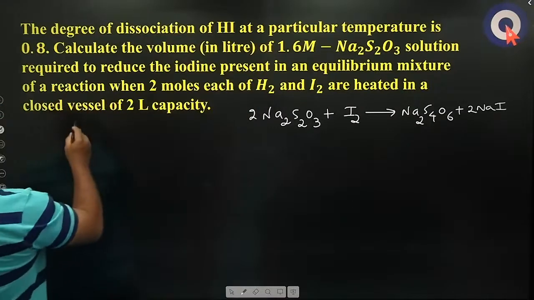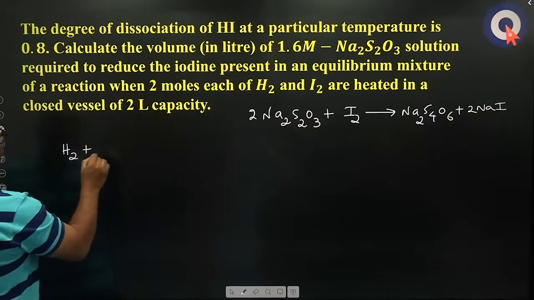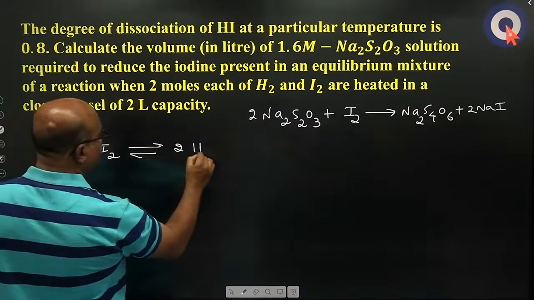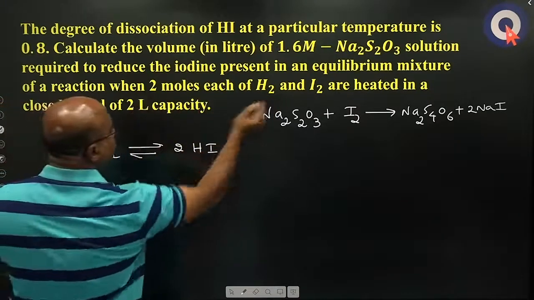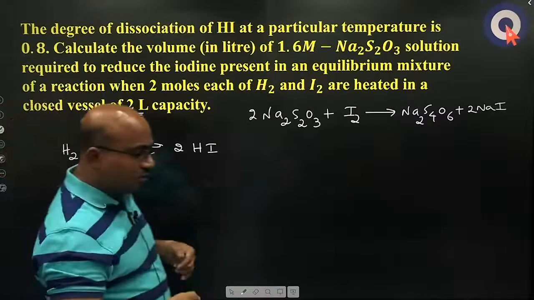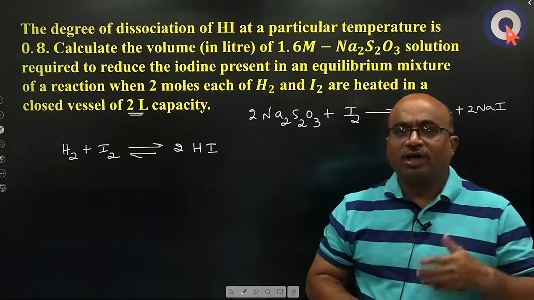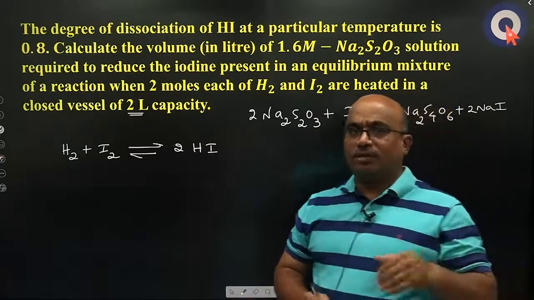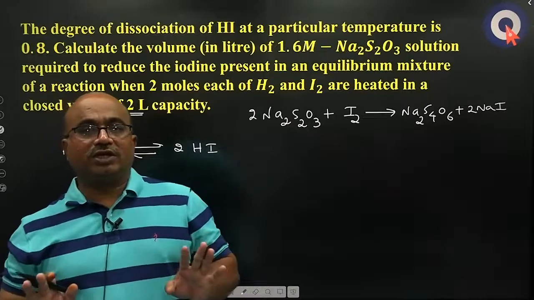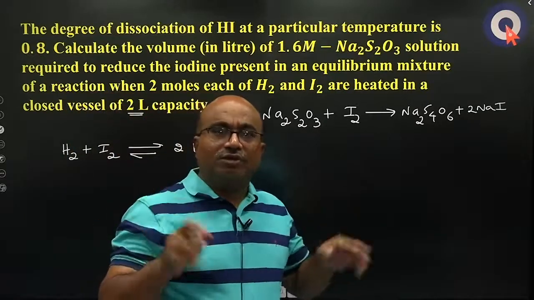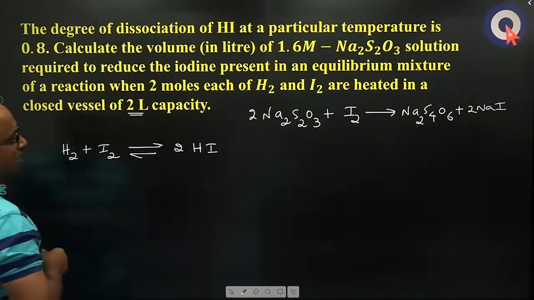So let us see what the equilibrium is. We have taken H2 and I2. H2 plus I2 is in equilibrium with 2HI. Now 2 moles of this and 2 moles of this are taken and the volume is given. When such reactions are given, like H2 plus I2 giving 2HI, volume actually does not affect the equilibrium constant values. You can even neglect the volume values, because for this type of reaction where delta Ng is 0, there is no influence of volume. Even if you write volume values, it has no effect on the calculations.